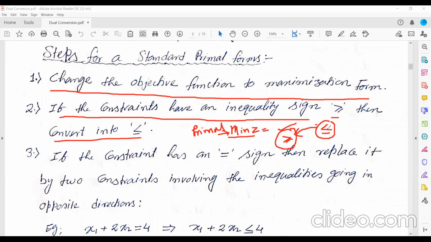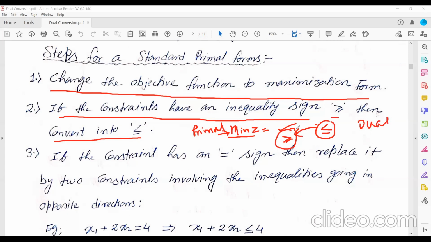Simple. So keep in your mind that whenever the primal is a minimization problem, then all the constraints should be greater than or equal to. And if that greater than or equal to is not there, and less than or equal to is there, then you first need to convert it into greater than or equal to. And then after that, we can construct the dual.